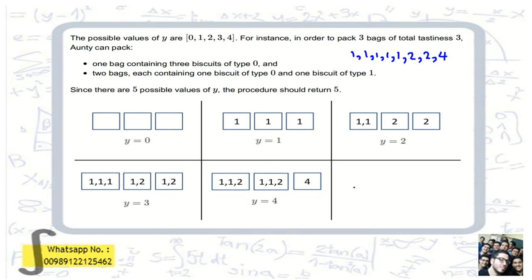For Y equals 5, we can't reach that, because if you add up everything, 5 1s is 5, 2 plus 2 is 4, plus 4, gives 13. If Y is greater than or equal to 5, then 3Y is greater than or equal to 15. But 3Y must be less than or equal to 13, because the sum of all the biscuits is 13, so that's a contradiction. So for Y greater than or equal to 5 we can't do it, and Y from 0 to 4 is possible: 1, 2, 3, 4, 5. So the answer is 5.